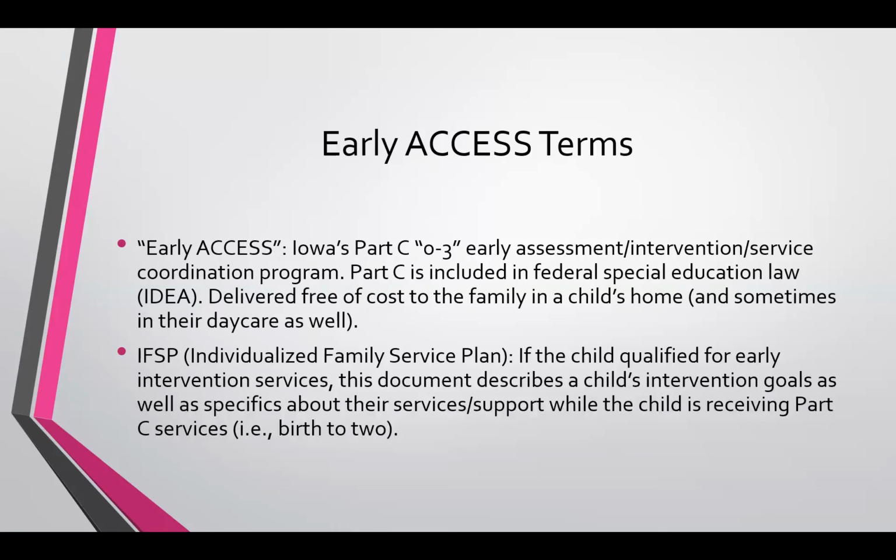And what's developed for very young kids is called the IFSP, Individualized Family Service Plan. This document describes what the child's strengths and weaknesses are, and then what the intervention goals are going to be, as well as specifics about the kinds of services and supports they're going to be getting while they're receiving Part C services. So for instance, if they have a significant communication delay, the services are probably going to be speech or speech language therapy with a speech pathologist, and that's all spelled out in the IFSP document.